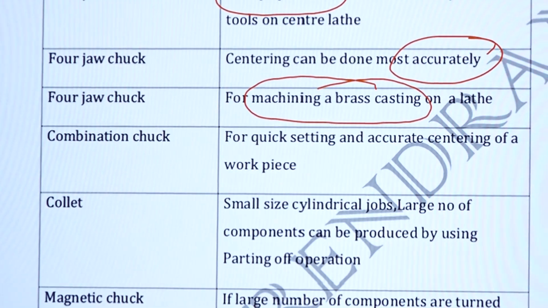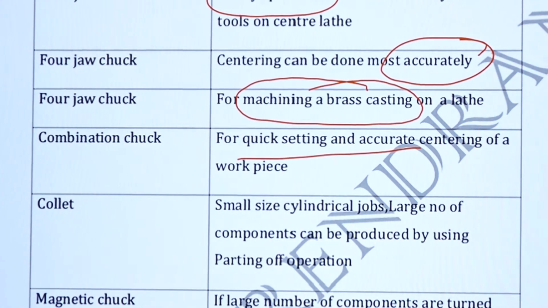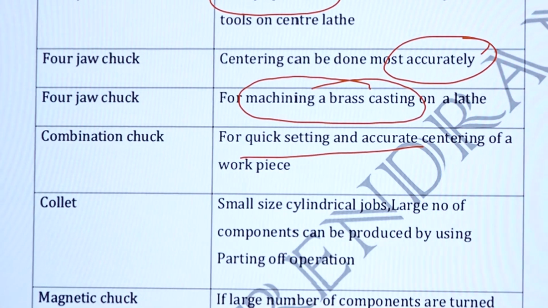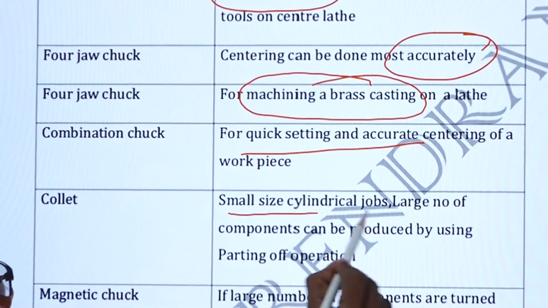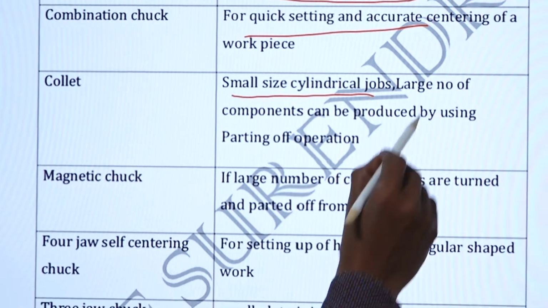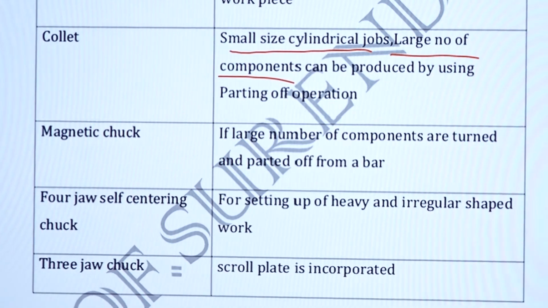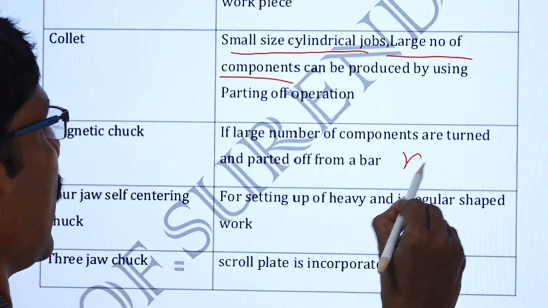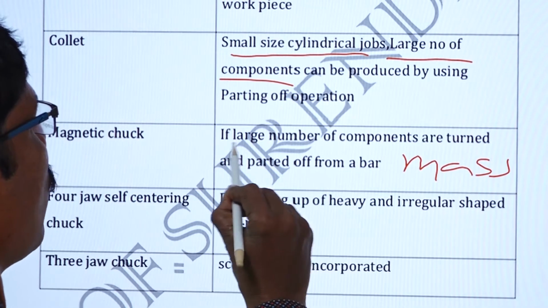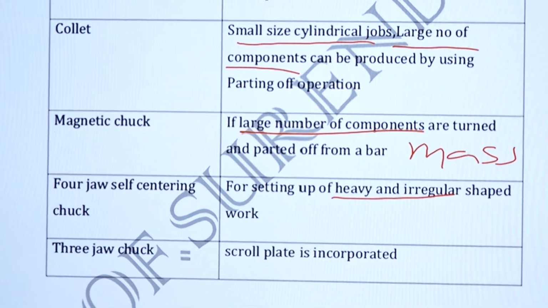And the combination chuck. Combination chuck is for quick setting and accurate centering. Collet chuck is used for small size cylindrical jobs, and a large number of components can be produced. Magnetic chuck is for mass production, large number of components. 4-jaw self-centering chuck is used for setting up heavy and irregular workpieces.